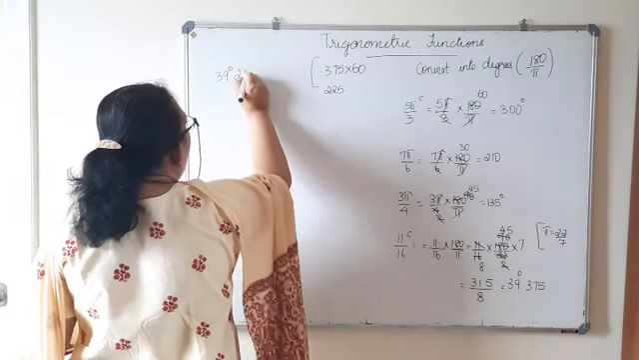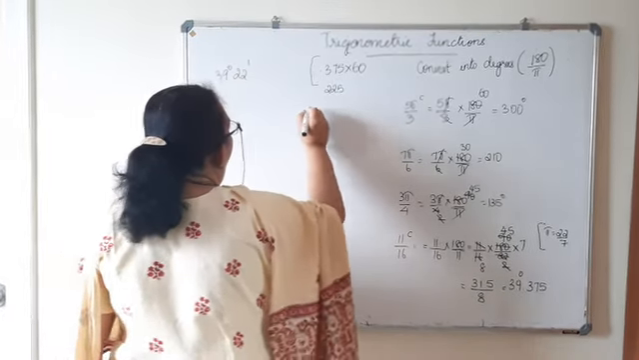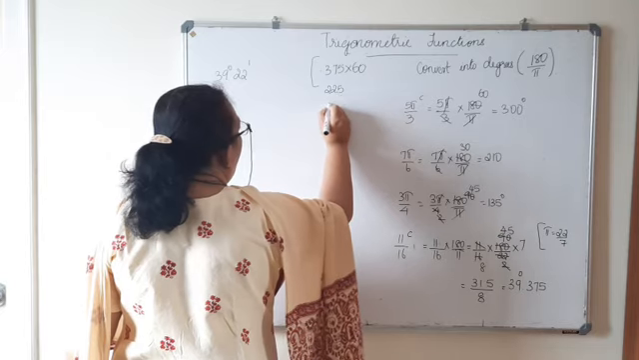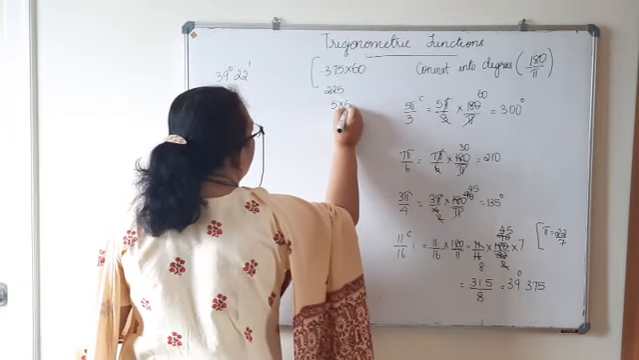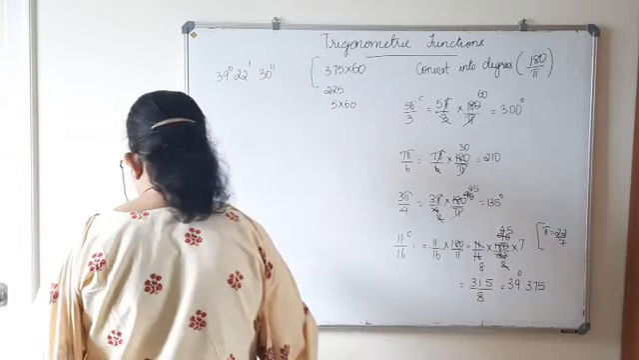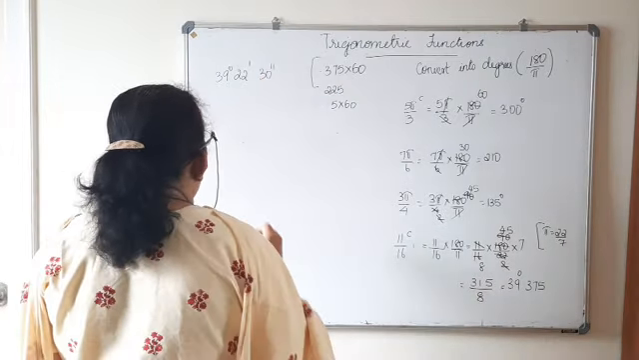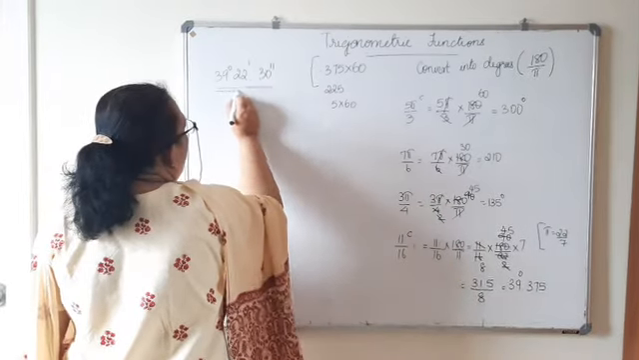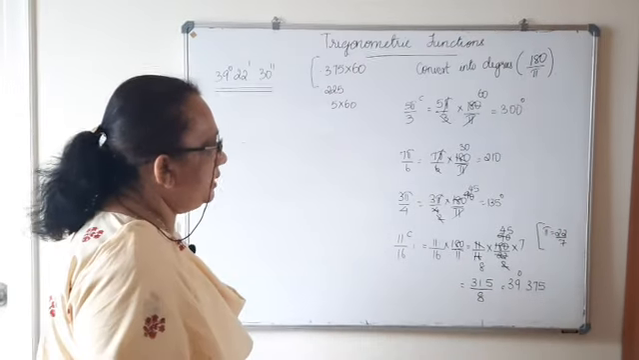22.5. So that will be 22 minutes, and again I have 0.5. 0.5 into 60 is equal to 30 seconds. So when you want to convert, you have to convert up to seconds.